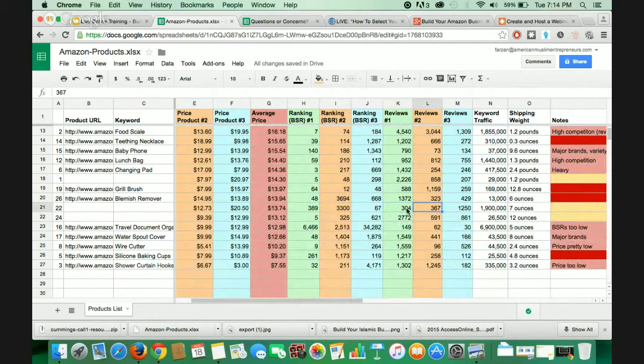300 or so reviews for two of the products is not bad, and for this top one, 1,250 is higher. But again, two of them being at 300 is not bad at all. And similarly, the same thing for the bottom one.